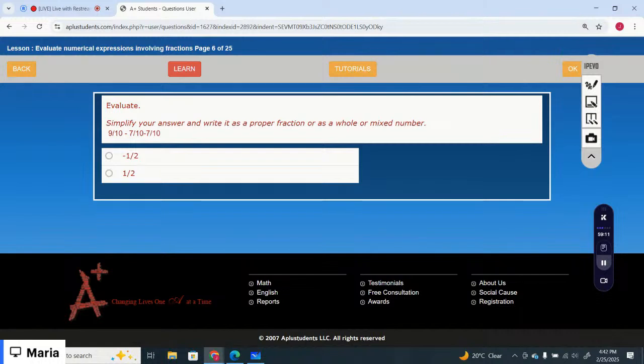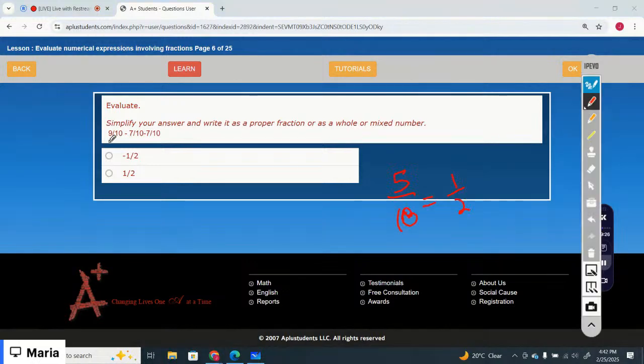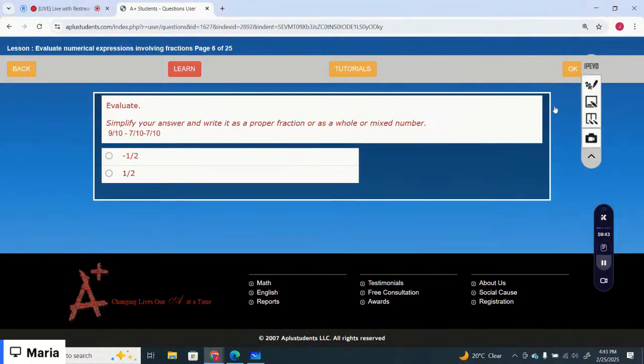9 by 10 minus 7 by 10 minus 7 by 10. Start with the first two. They have the same denominators, so subtract their numerators. That is 2 by 10 minus 7 by 10. Now 2 minus 7 is negative 5 by 10, because you're subtracting a greater number from a smaller one. So that is negative 1 over 2. Option number 1 is the correct option.